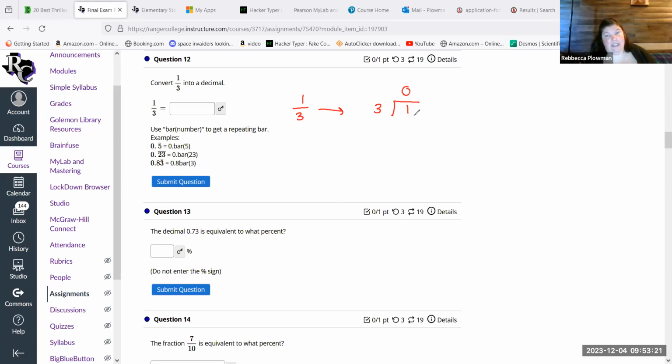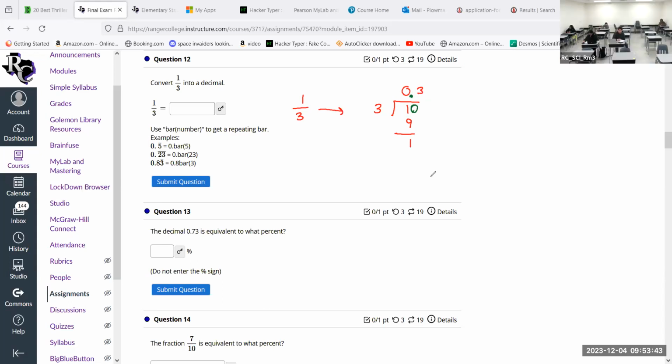So what we did is we basically put a decimal here. We pretend there's a decimal here. But put a decimal here, and then we're going to make this into a 10. So we're just expanding the place value. 3 goes into 10 3 times. And that leaves me a remainder of 1.